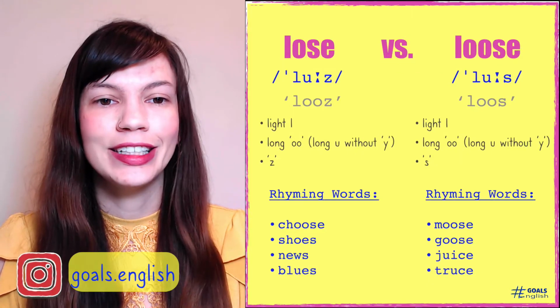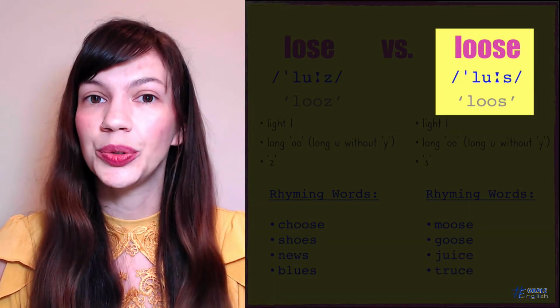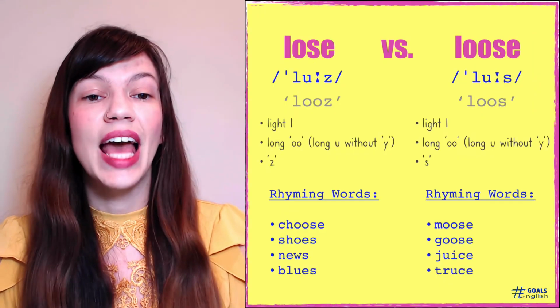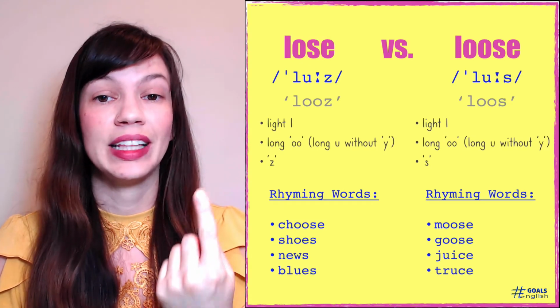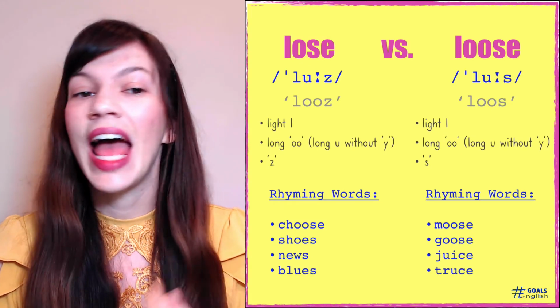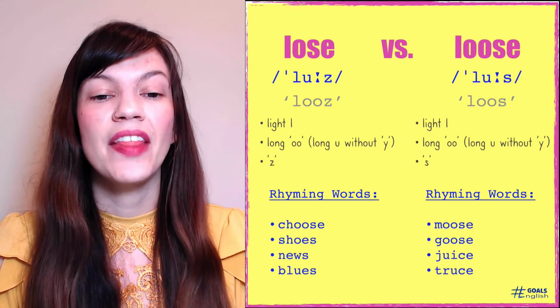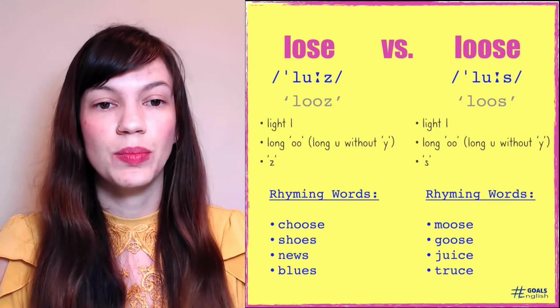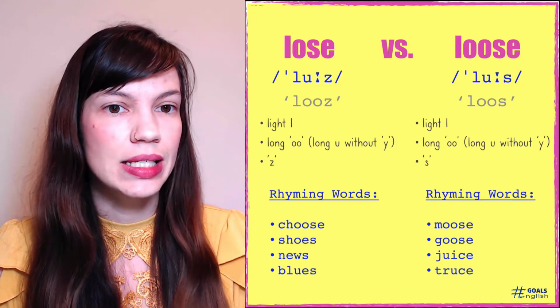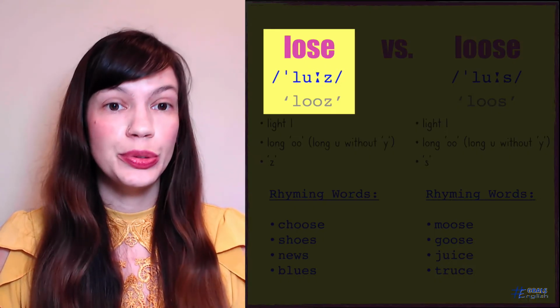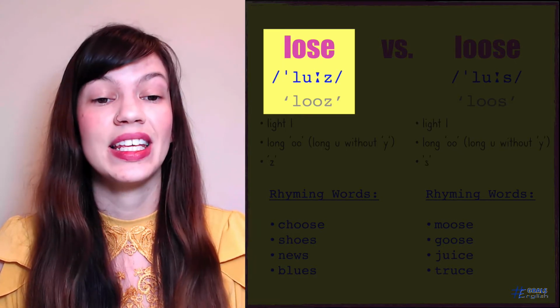Let's take a look. Lose, loose. So these actually have the same first letter, right? The light L, and the same vowel, oo, right? The main difference here is going to be whether it's a Z or an S. So when we lose a game, we have the Z sound.